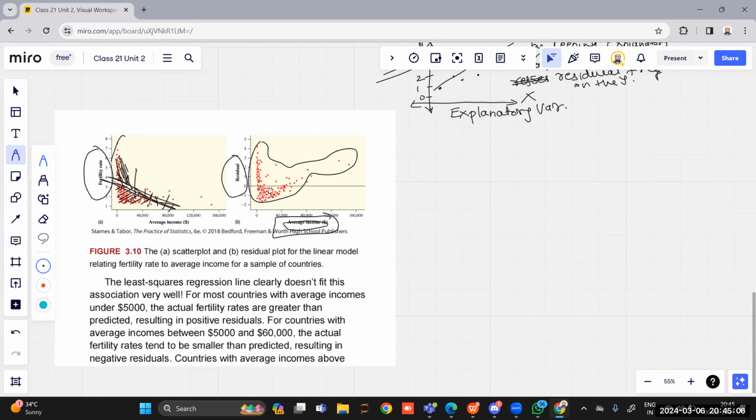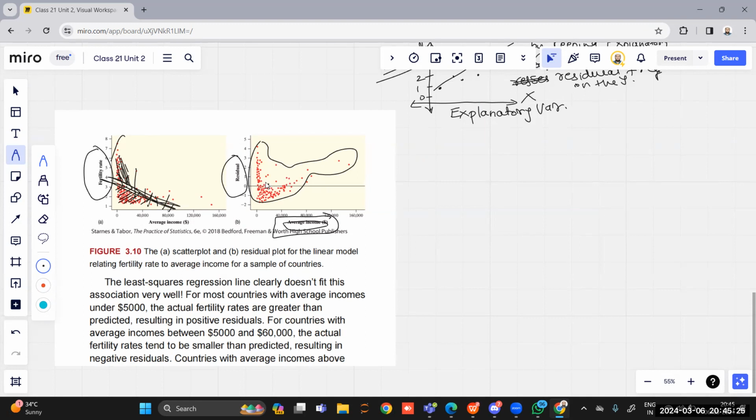So this is a residual plot. What he needs to explain is that the least square regression line clearly doesn't fit this association. This line, the regression line, is not fitting. Is it fitting the association very well? You can see it here. It is a horizontal line. Yes or no, Zay?